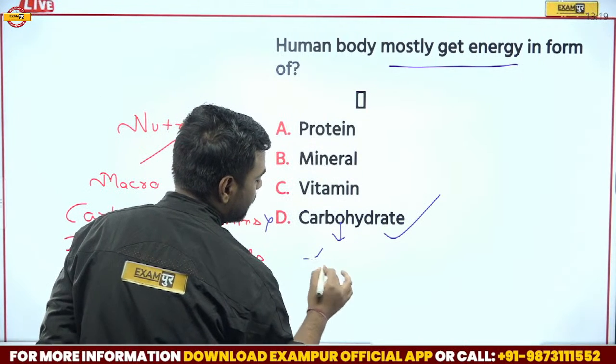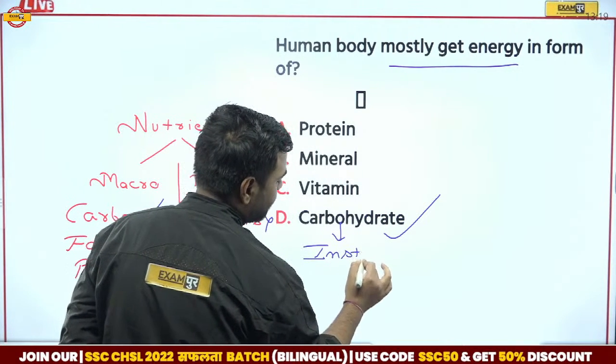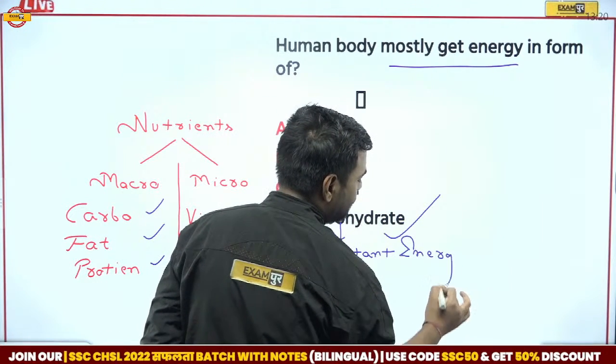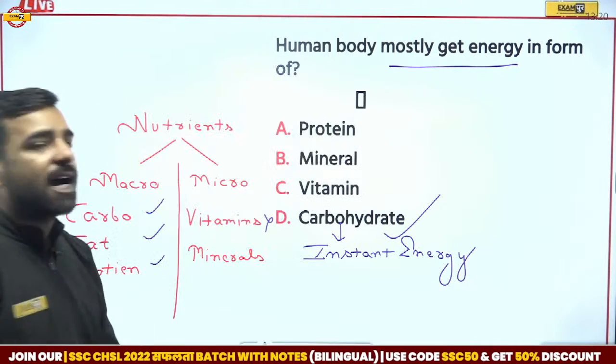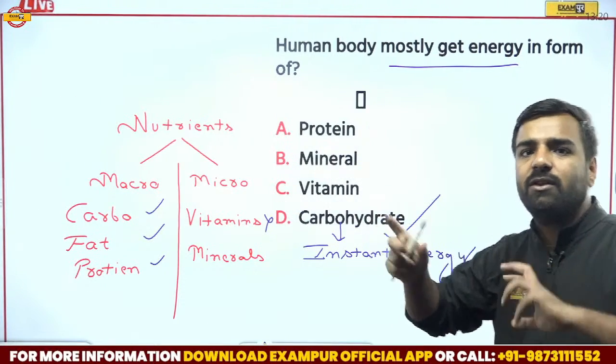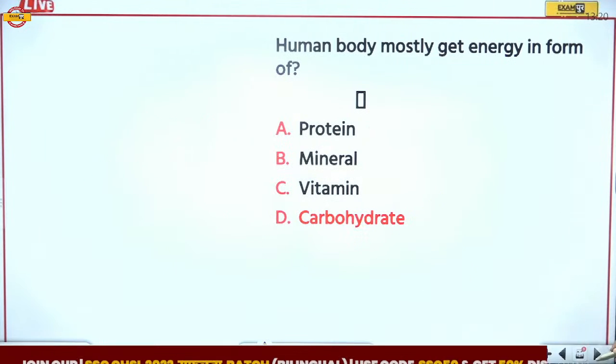So please remember, instant energy is given by carbohydrate itself. Instant energy is given by carbohydrate only. So in this manner, please remember, this question can be tested in one way or another. So carbohydrate is going to be the correct answer.